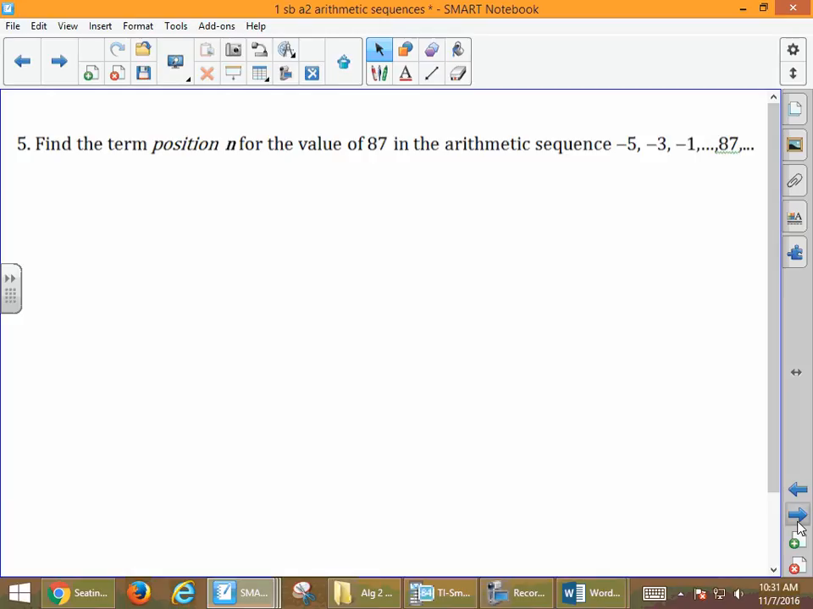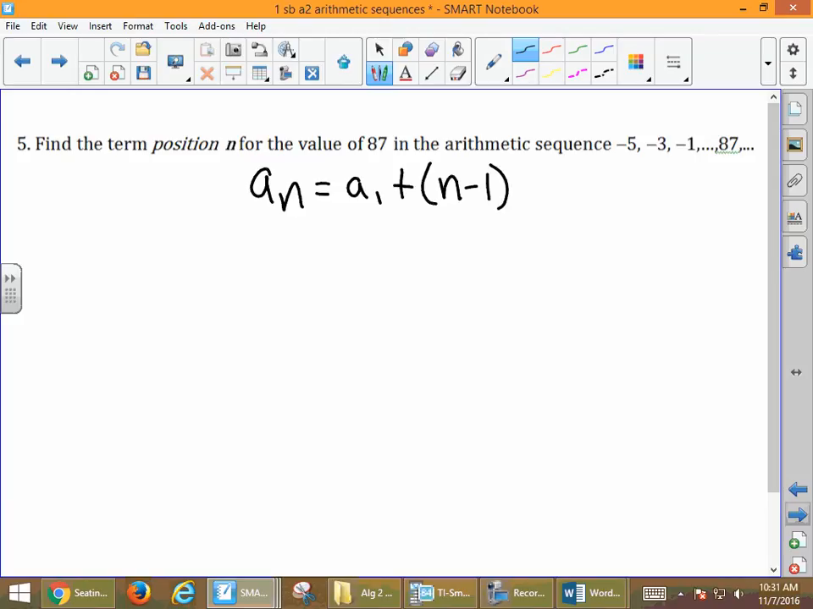As we flip our page. Again, you may want to write at the top of your page, a sub n equals a sub 1 plus n minus 1 times d. There's our formula that we're going to use throughout. And it says, find the term position n for the value of 87 in the arithmetic sequence of negative 5, negative 3, negative 1, all the way up to 87. So, we don't know what n equals. But what we do know is that a sub n is 87.